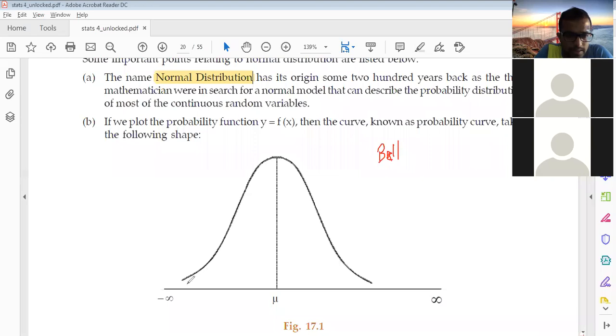So how is this curve, sir? Look at it, students. It is minus infinity here. It is plus infinity here. Mu is in the middle. What is mu? Mean is in the middle. This is the curve. Sir, is this line touching here? No, the line is not touching.